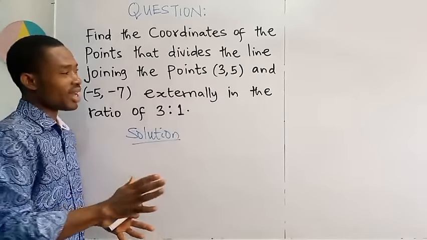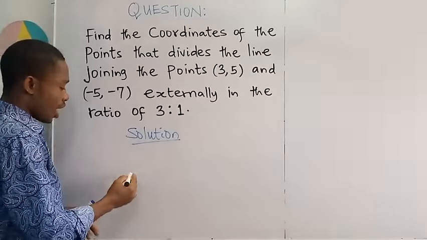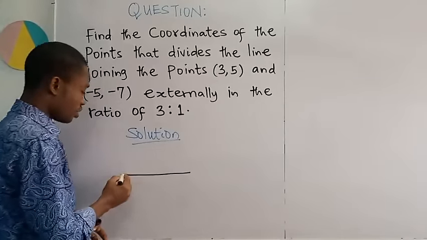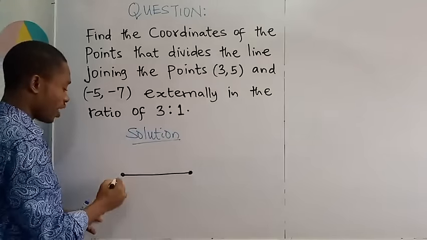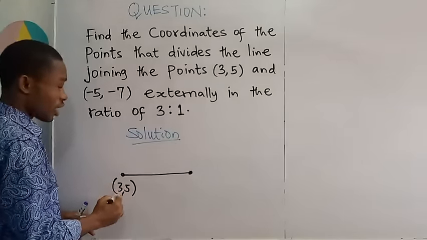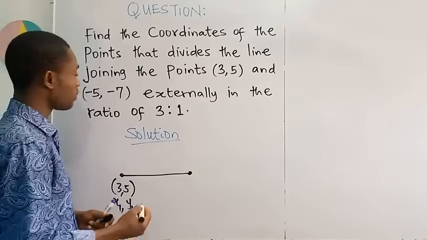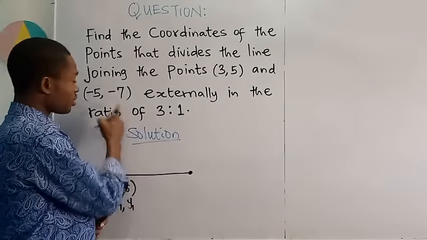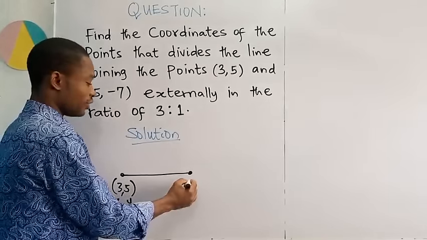We all know that a line is always defined by 2 points. So I'm going to draw this line. Let me assume that this is the line, and then we have the 2 points. The first point is (3, 5), which I'm going to use x1 and y1 to represent, as the coordinates of the point. The second point is (-5, -7), which I'm going to use x2, y2 to define.